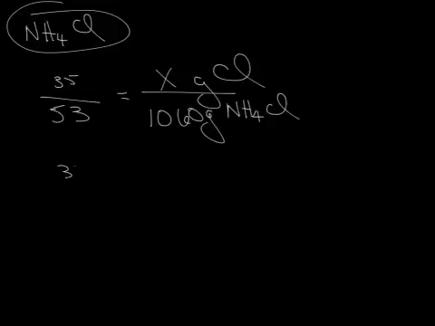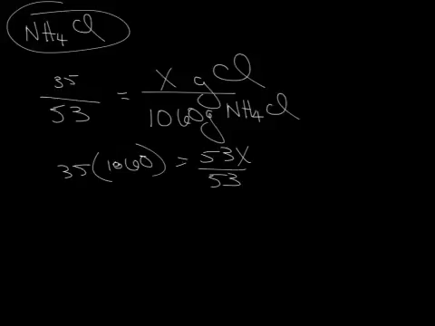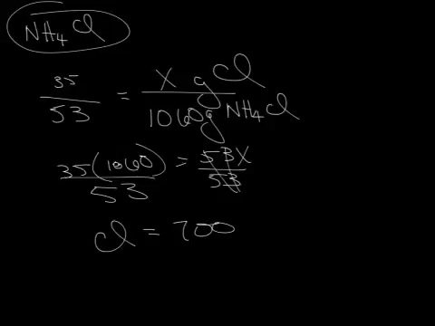So we're going to get 35 times 1,060, and that's going to be 53x. So then we divide by 53, divide by 53, cancel those, and we end up with chlorine is going to be 700. So of this 1060, 700 grams of that is going to be chlorine, and that's what they were asking.